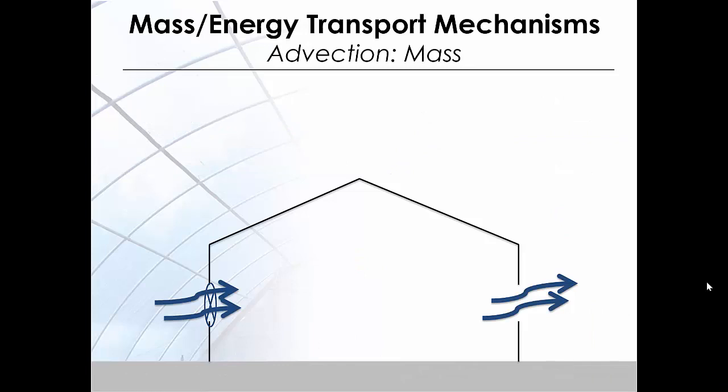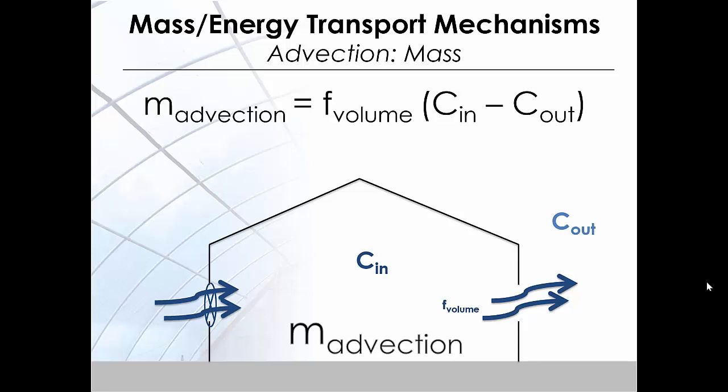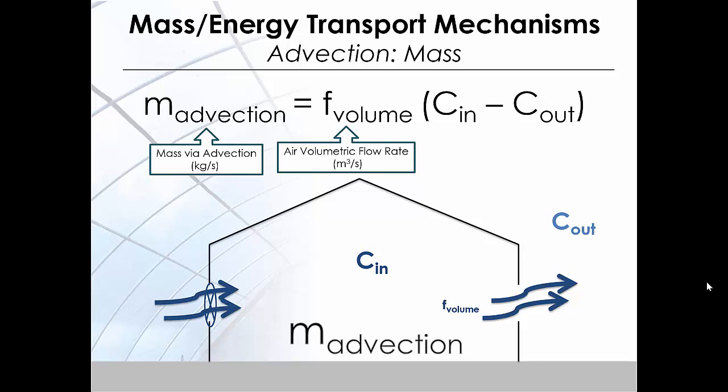So for the mass flux by ventilation, the same kind of relation can be set up. Here, for the mass flux due to ventilation, we can use this equation: M advection equals F volume times the concentration difference. In this equation, M advection is the mass by advection, F volume is the air volumetric flow rate, and C in minus C out is the concentration difference between inside and outside of the greenhouse. Here you can consider C in and C out as the inside and outside concentrations of the water vapor or carbon dioxide.